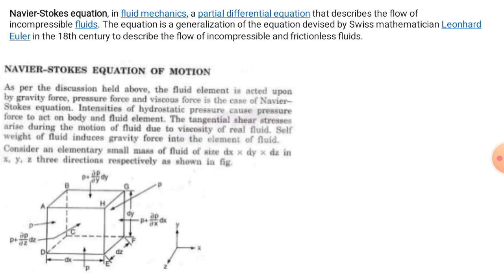Next, Navier-Stokes equation. The Navier-Stokes equation in fluid mechanics is a partial differential equation that describes the flow of incompressible fluids. The equation is a generalization of the equation devised by the Swiss mathematician Leonhard Euler in the 18th century to describe the flow of incompressible and frictionless fluid.